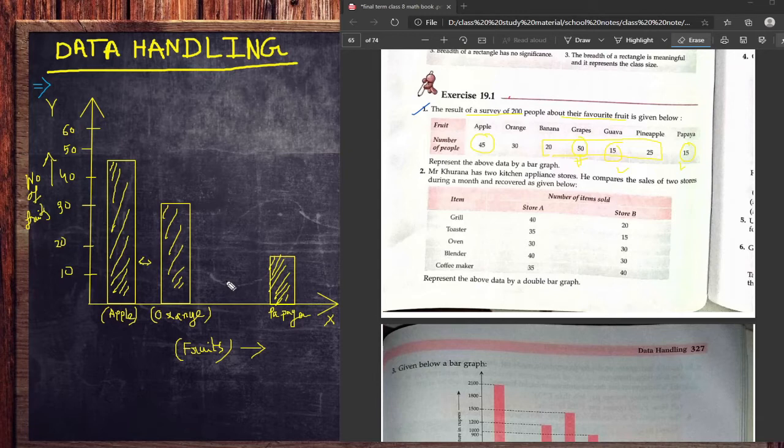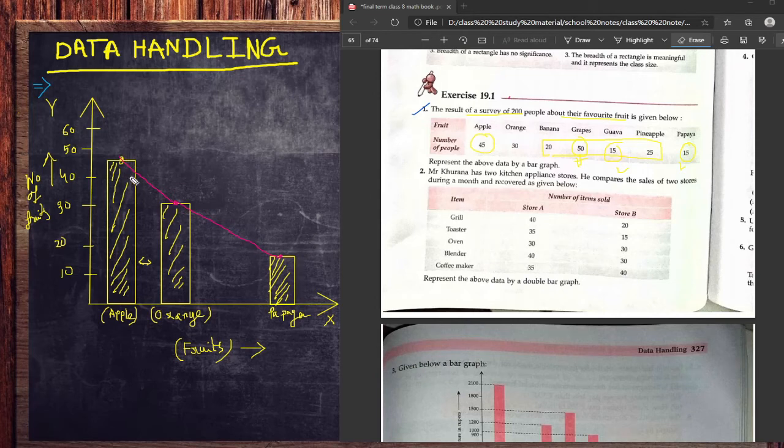So you have to maintain the gap at least a few centimeters, because if you maintain that gap, the bar graph will look very nice. Otherwise, it will be very clumsy. Okay, so after finishing all those bar graphs, if you join, let me do it with another color, if you join all those tops with a line, then you will get one certain histogram.